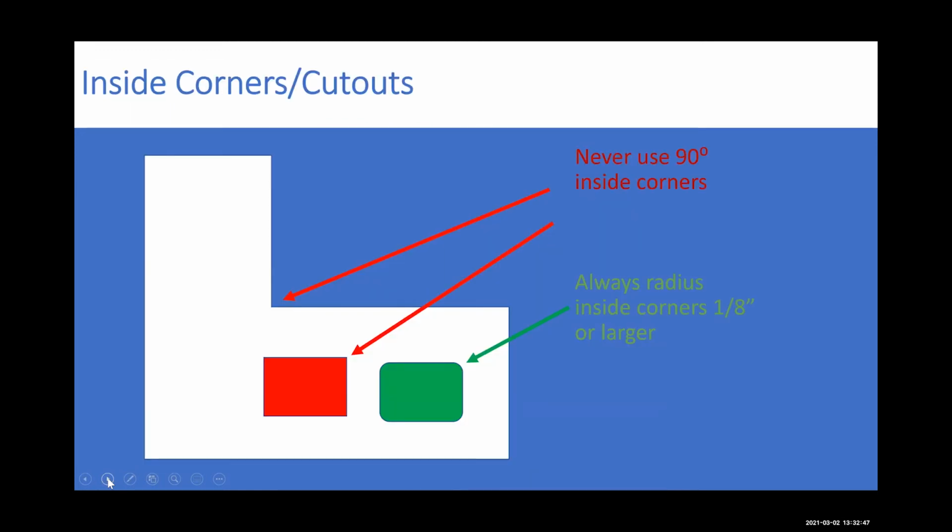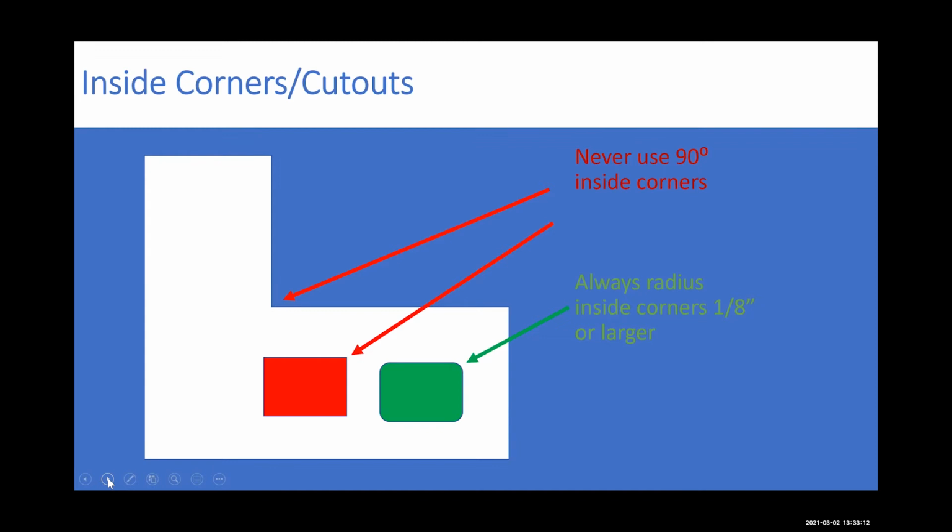So what is very, very important to know is that 90-degree inside corners should never, ever be used in laminate. All woodworking associations will tell you that there has to be a radius of 1/8 of an inch or larger on all inside corners. Yes, even that inside corner on an L countertop should have a 1/8 inch radius.